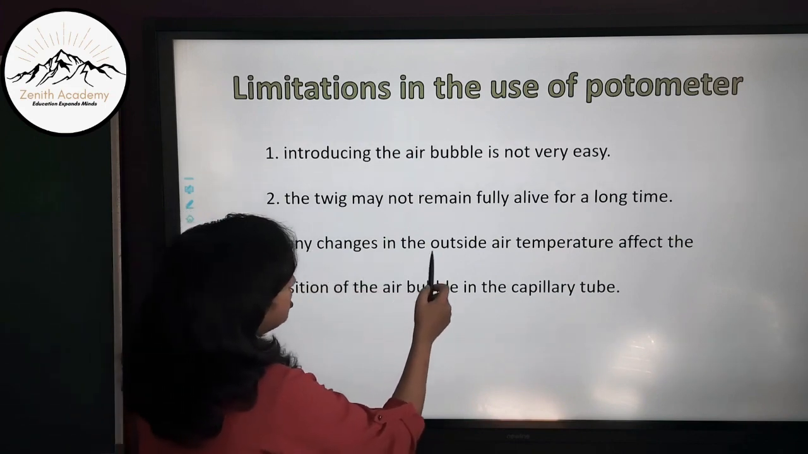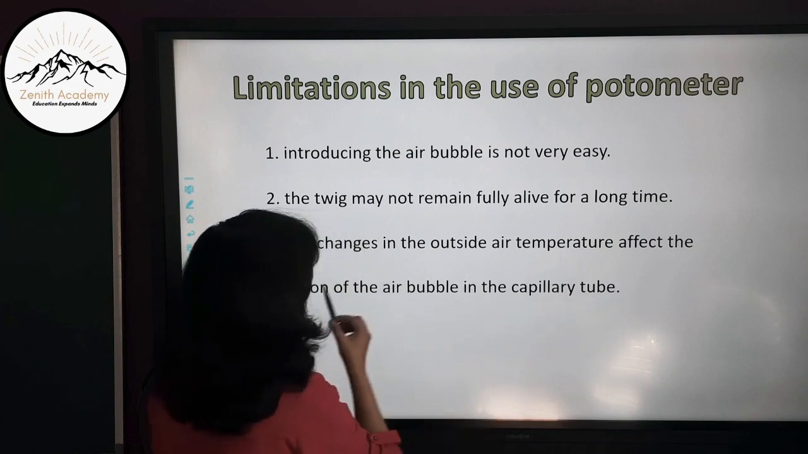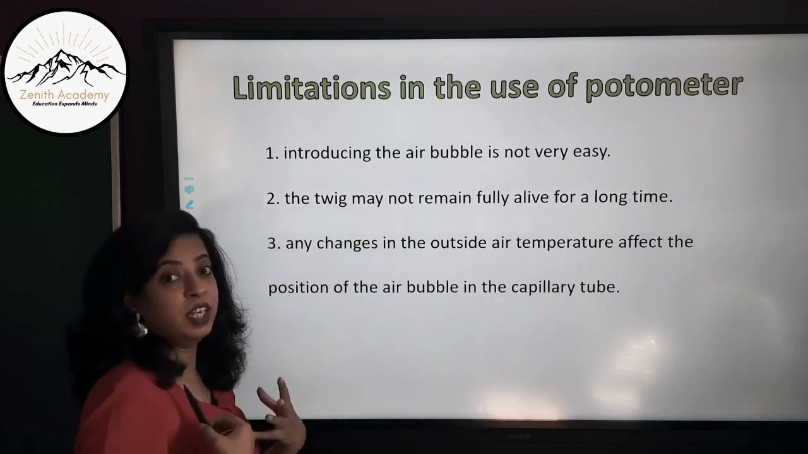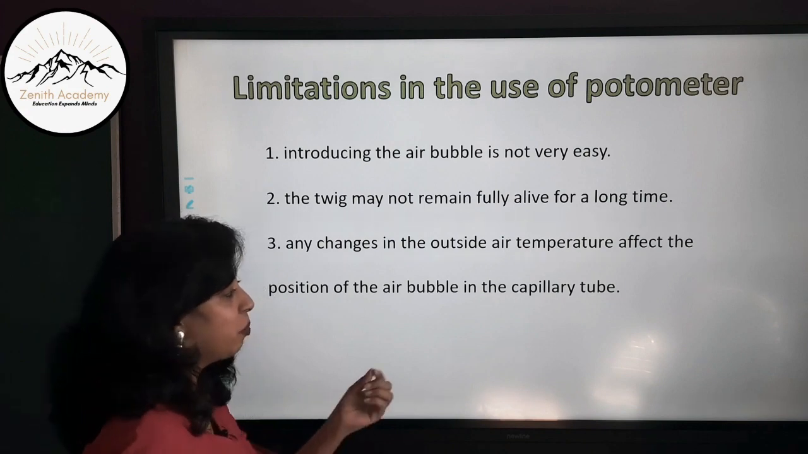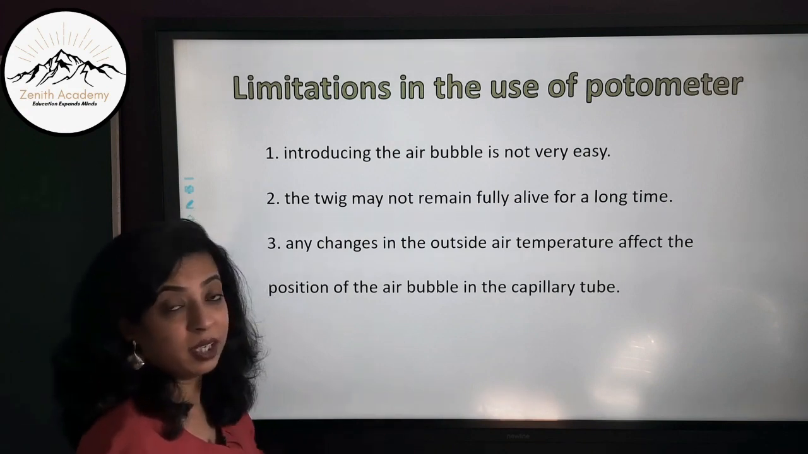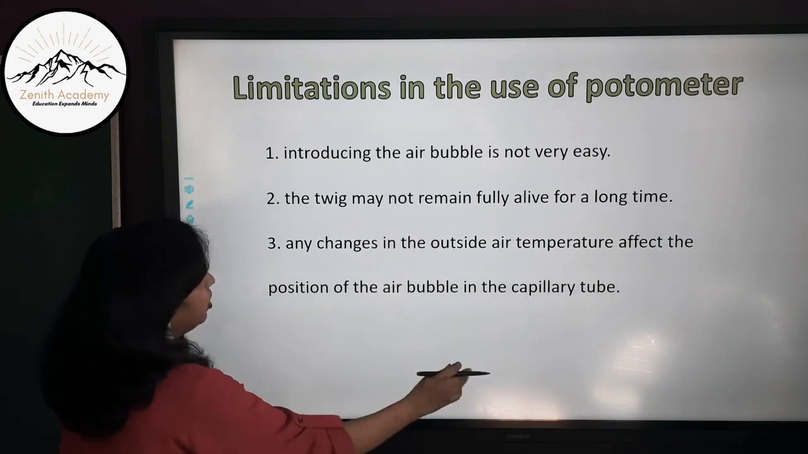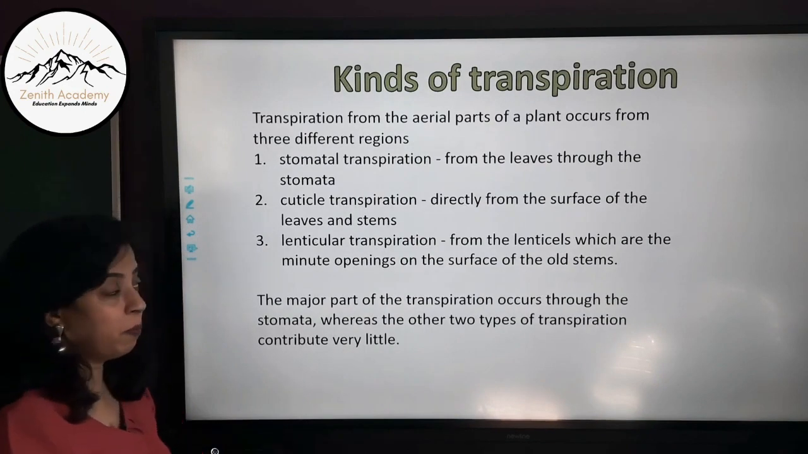Third, any changes in the outside air temperature affect the position of the air bubbles in the capillary tube. So if there is any temperature change outside, then the position of the air bubble will be affected by temperature change and not by transpiration alone. So these are the 3 limitations in the use of Potometer.